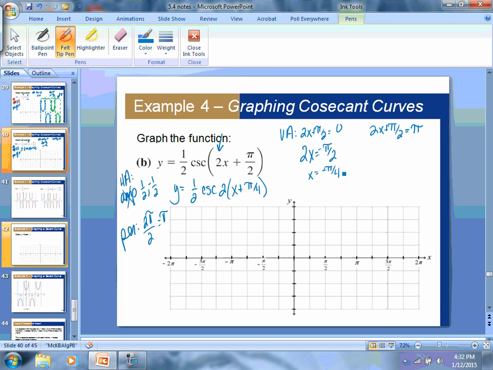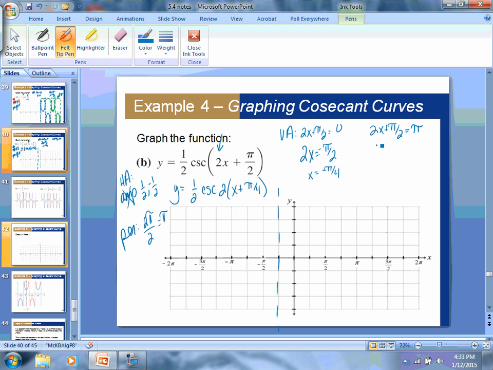Now I said our graph was going to shift to the left pi over 4, because of this number right here. It's plus pi over 4. That means I'm moving to the left pi over 4. Negative pi over 4 right here. That's where my first asymptote is going to be. There's pi over 4. Okay. So my graph has shifted.